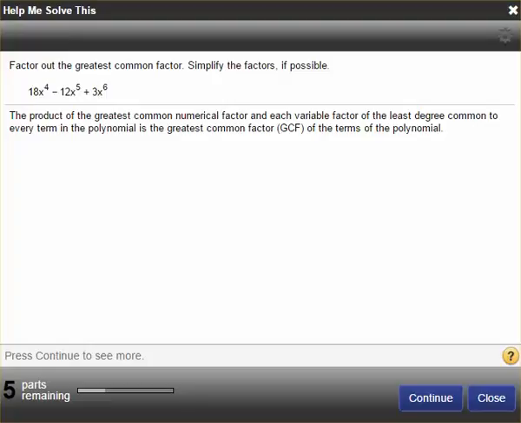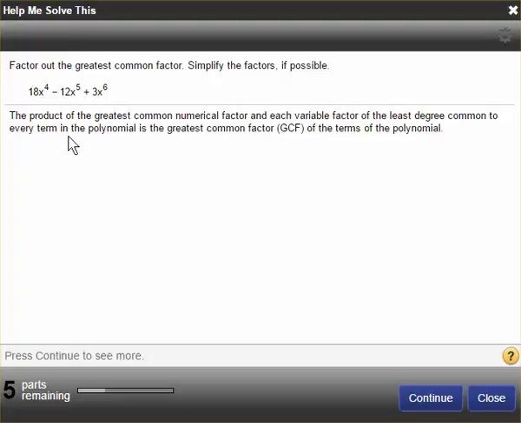I'm going to do two short videos on both of those two types of problems. And the first one is finding the greatest common factor. So you can see an example here right from the homework, and it says factor out the greatest common factor. Simplify the factors if possible. And our problem is 18x to the fourth minus 12x to the fifth plus 3x to the sixth.